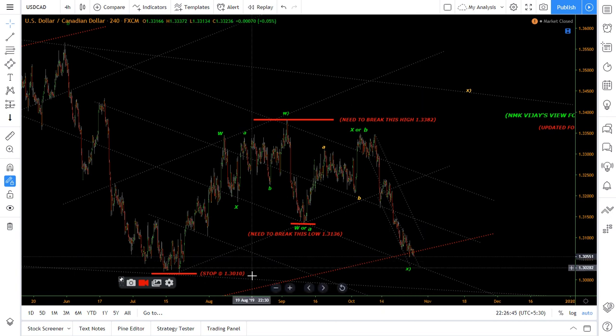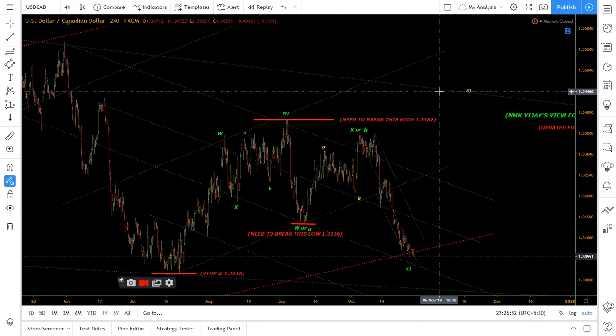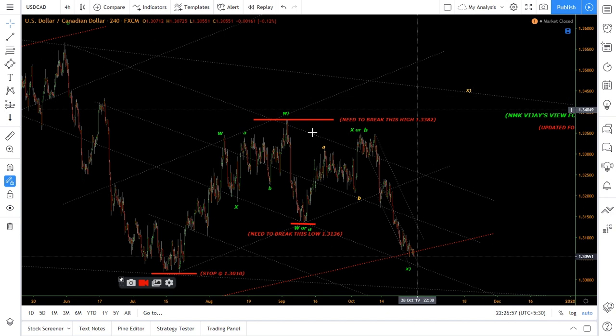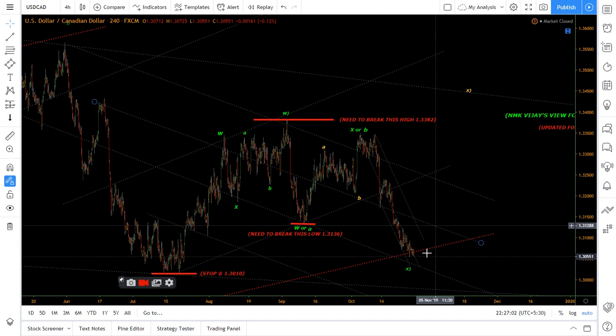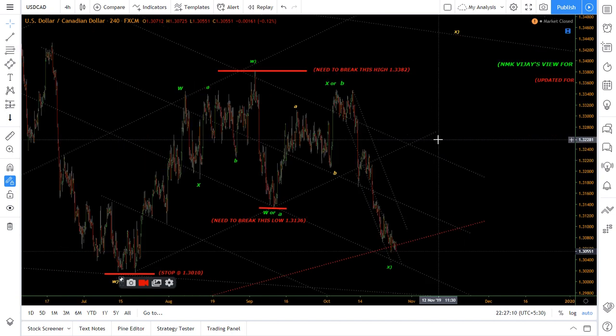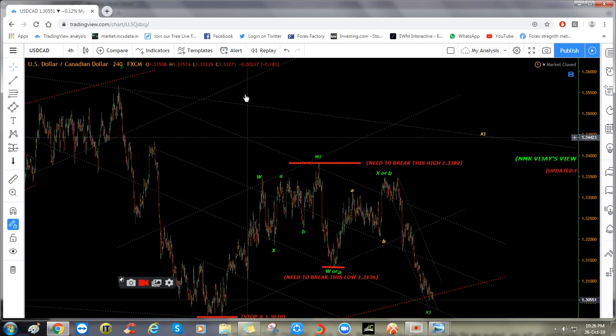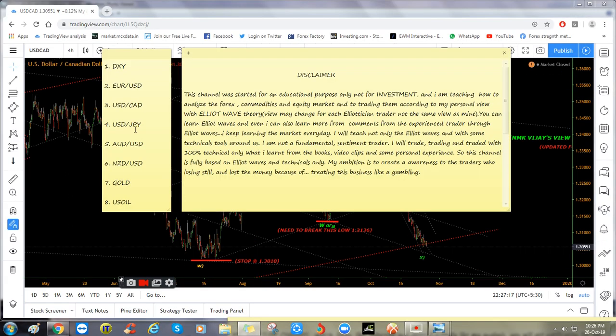See, only a 50 pips stop loss we have placed. I bought at 60, 3010 is my stop. So my target is 1.3400 and above. It has to break this 1.3382 in a 3-wave structure or a 5-wave structure. Anything is possible. So this is my plan for USD CAD, and we will move on to the next pair, USD JPY.